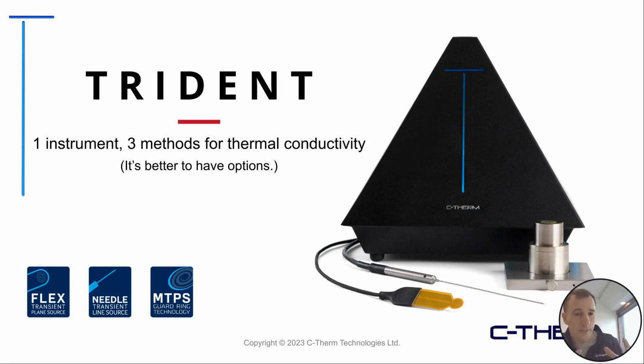So with Trident, we bring together the three most prominent methods for thermal conductivity testing. We have the MTPS method, which is the one on the lower right of the Trident pyramid-shaped box. This is fast, easy, very good precision statement. Can test solid, liquids, powders, paste. It's probably the most popular of our sensors, I would say.